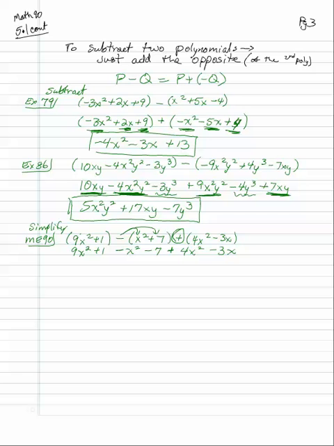Alright, now we're going to combine like terms. So I got 9x squared minus 1x squared plus 4x squared. So that is 12x squared. And then just this x, so minus 3x. And then plus 1 minus 7, which is minus 6. And there's my final answer.